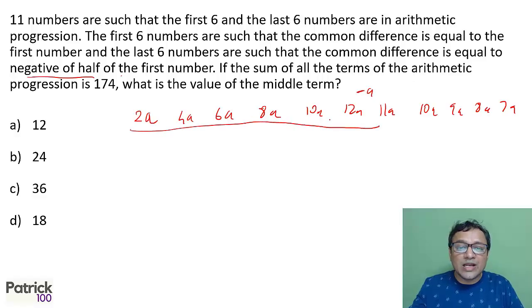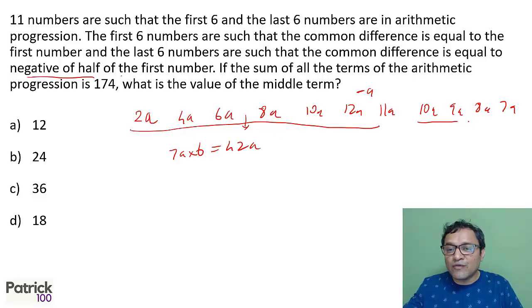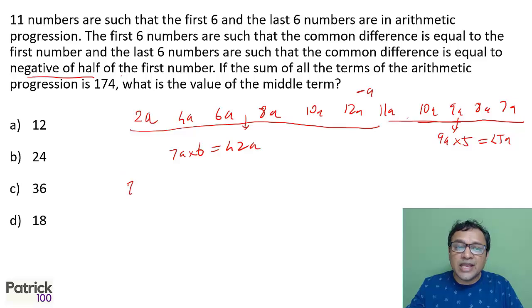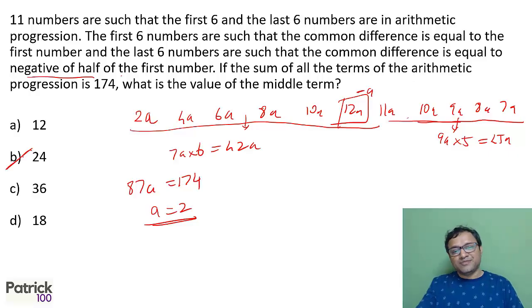So the addition of the first 6 numbers is the average, which is 7a, into the number of numbers 6, so 42a. The total of the last 5 numbers is the average, which is 9a, into the number of numbers 5, which is 45a. So the total becomes 87a, which equals 174. So a will be 2. If a is 2, the middle term 12a will become 24. That is the option. So take the AP's first half and second half, add them and equate to 174. You will get the answer.